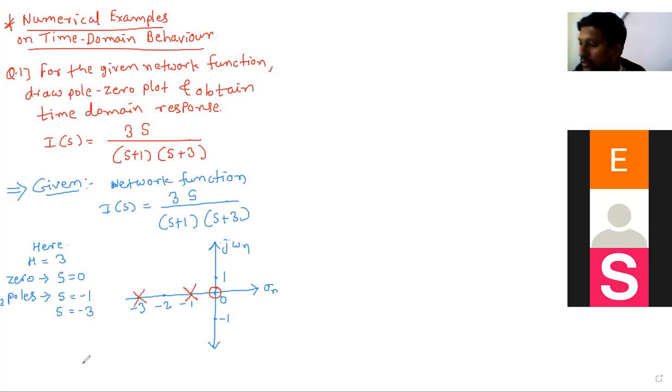So this is what the pole zero plot is. Have you understood, everyone? Yes, sir.